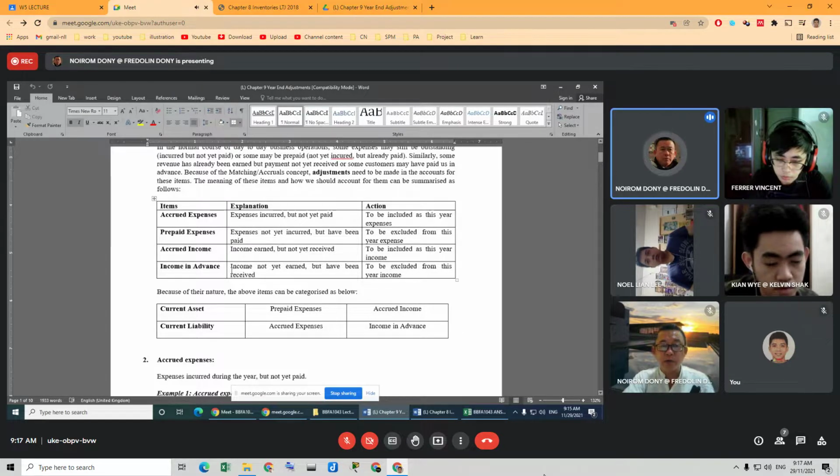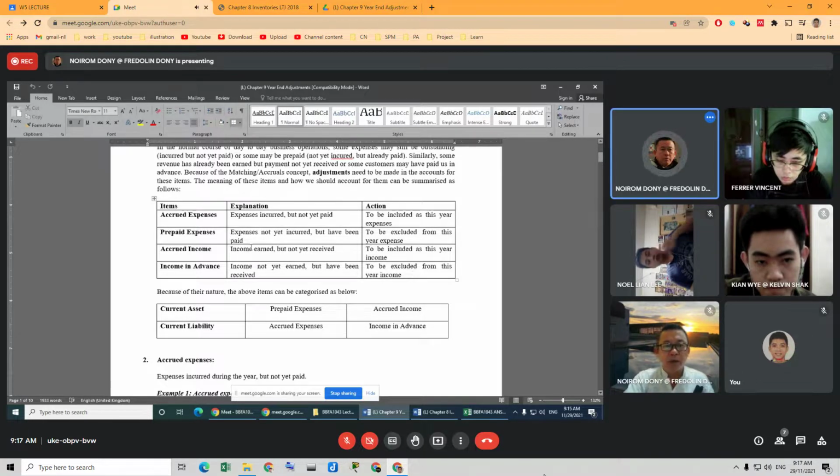What about income in advance? This one, not yet earned, but have been received. So if we have received, meaning we have already recorded. So we have to do an adjustment. That is the action, to be excluded from this year's income.